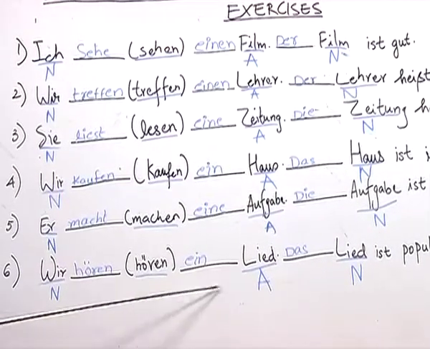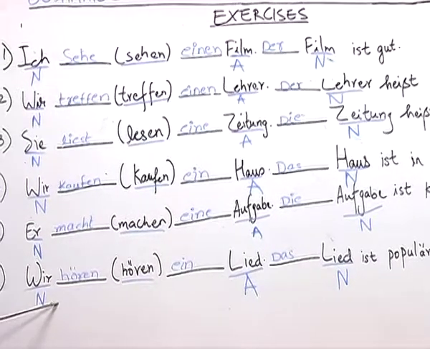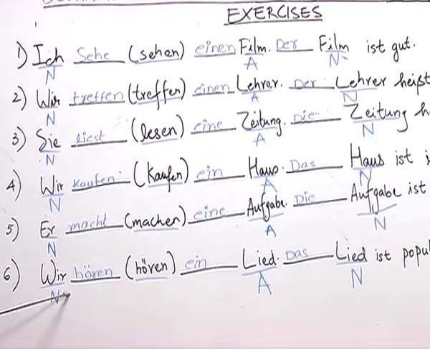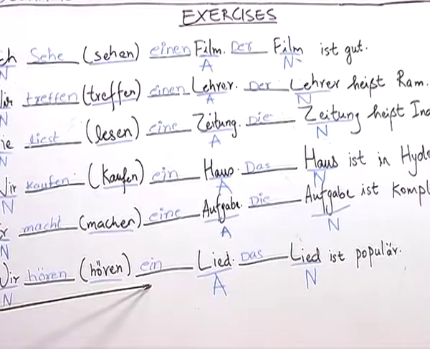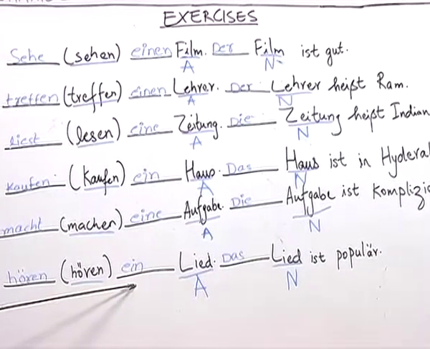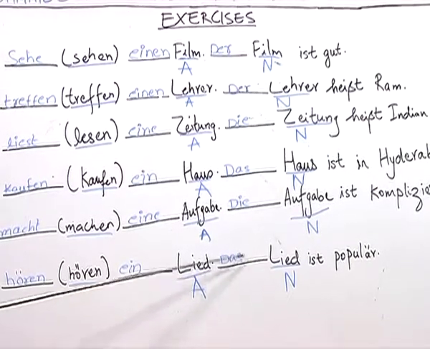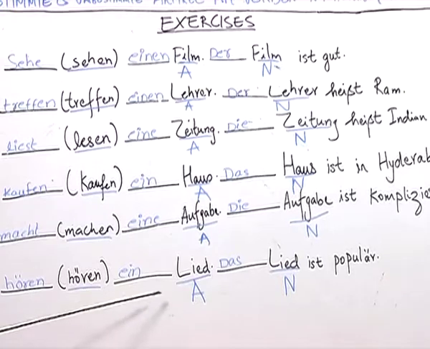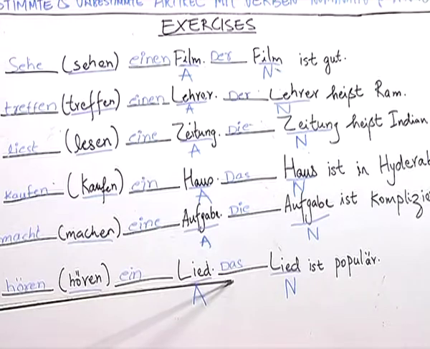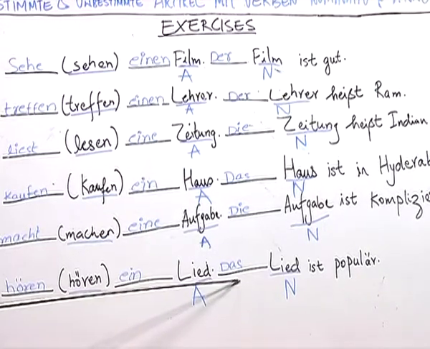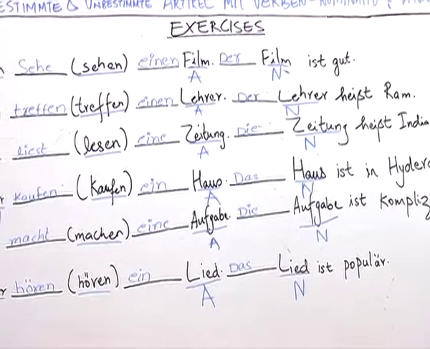Wir hören ein Lied. The word Lied means song. Here our student conjugated the verb hören according to the pronoun wir and wrote the correct indefinite article form in accusative, which is ein. And if we know that the das article corresponds to ein in nominative as well as in accusative, the student wrote the correct definite article das here, and the sentence Das Lied ist populär is therefore correct.